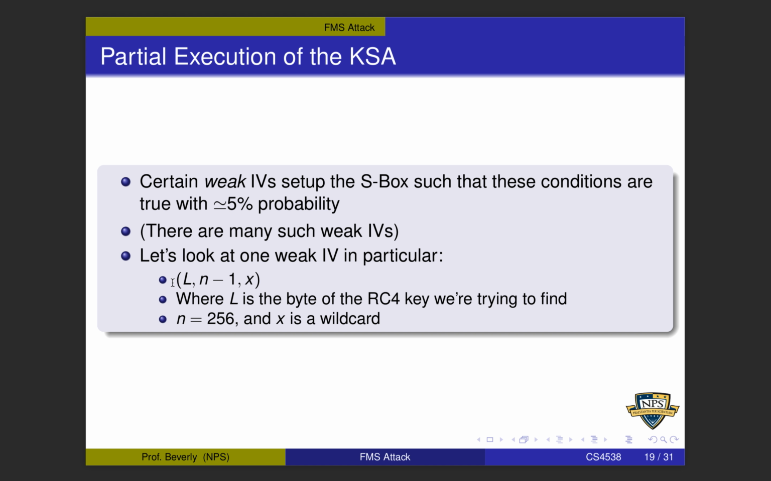The form of these weak IVs are the 3 tuple. Remember, the IV is 3 bytes. So it's 3 bytes where L is the byte of the RC4 key we're trying to find, N is the value 256, and X is a wildcard. So here it could be any value.